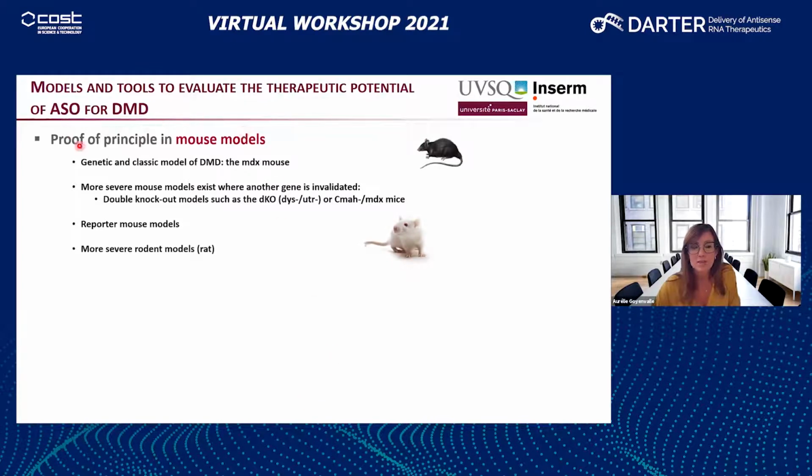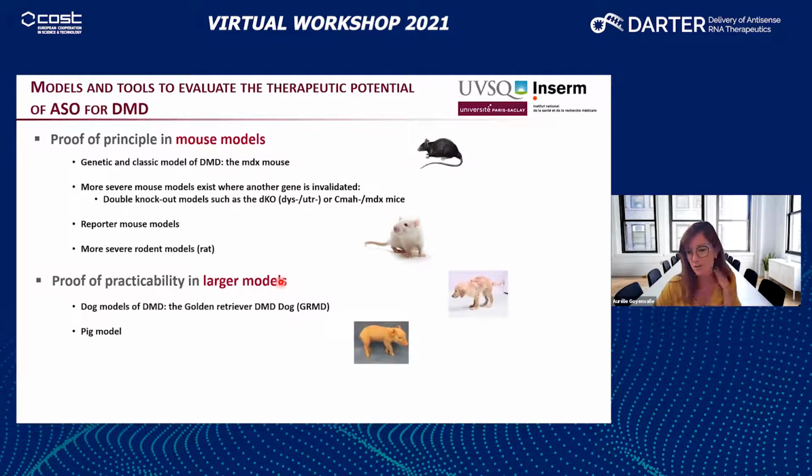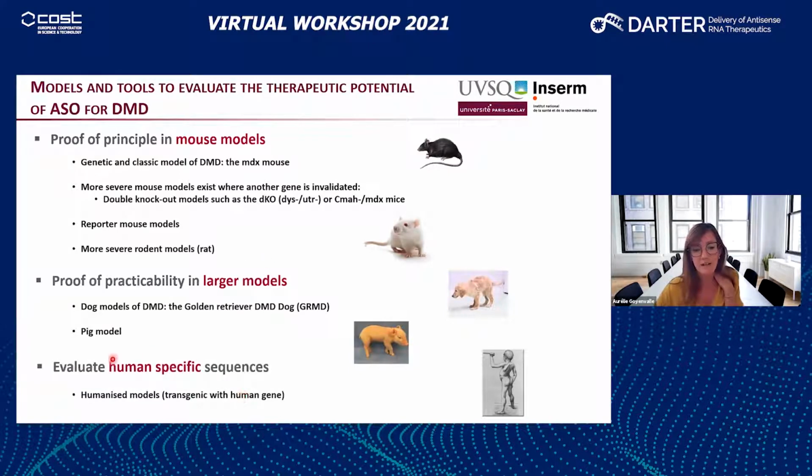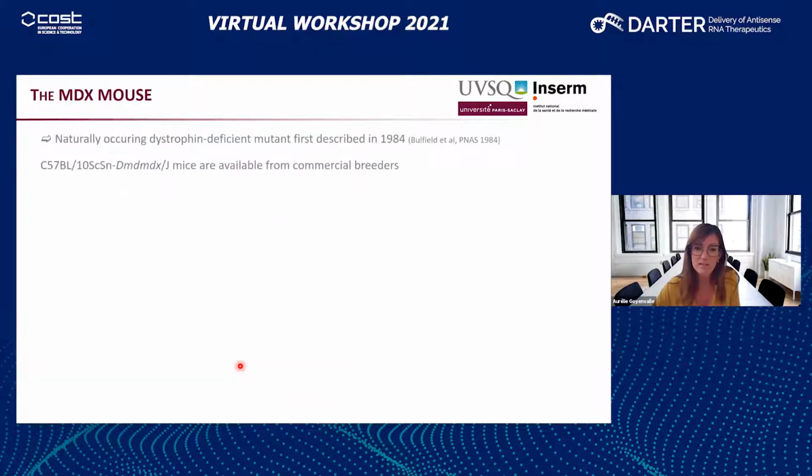The first step is generally to do a proof of principle in a mouse model, and we'll see that they are very easy and they are the most commonly used animal model because they are easy to breed and generally commercially available. So I'll go through the classical mdx model, but also some more severe models, some larger models like the rat, and even larger models like dog and pigs. And finally, the need to have human-specific models, so potentially transgenic models with a humanized gene.